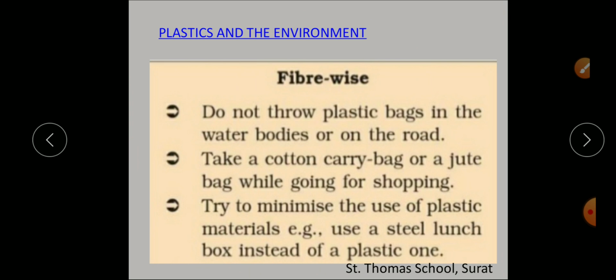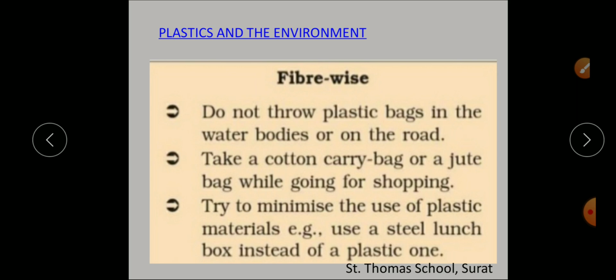so here, I had told you that do not throw plastic bags in the water bodies or on the road. Take a cotton carry bag or a jute bag while going for shopping. Then try to minimize the use of plastic materials. Example, use a steel lunch box instead of a plastic one. Understood? So this was all about the plastics.